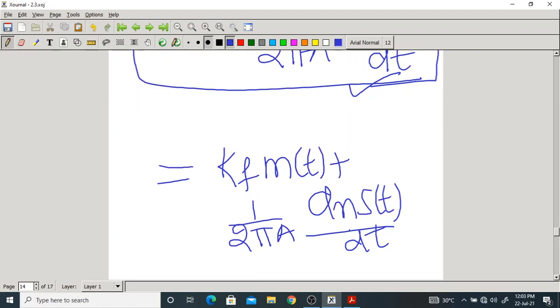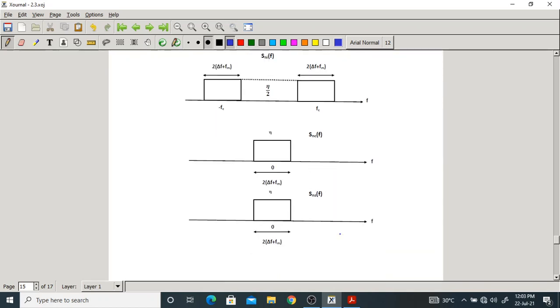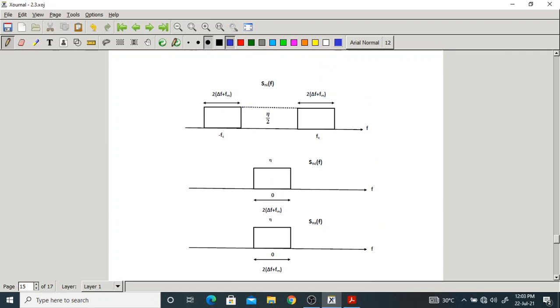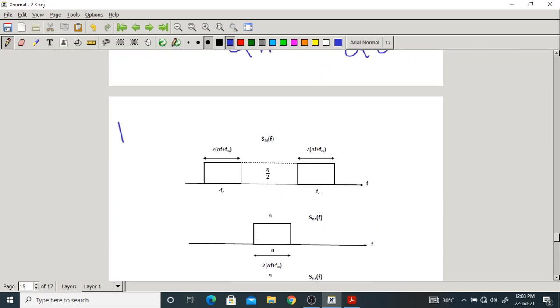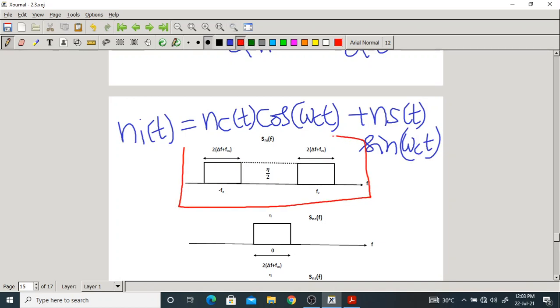Now here come the calculations. Okay, before going further, let us do some calculations. So you know already, let me write here ni of t equal to nc of t cos omega ct plus ns of t sin omega ct. Now here, the first diagram is the power spectral density of ni of t.